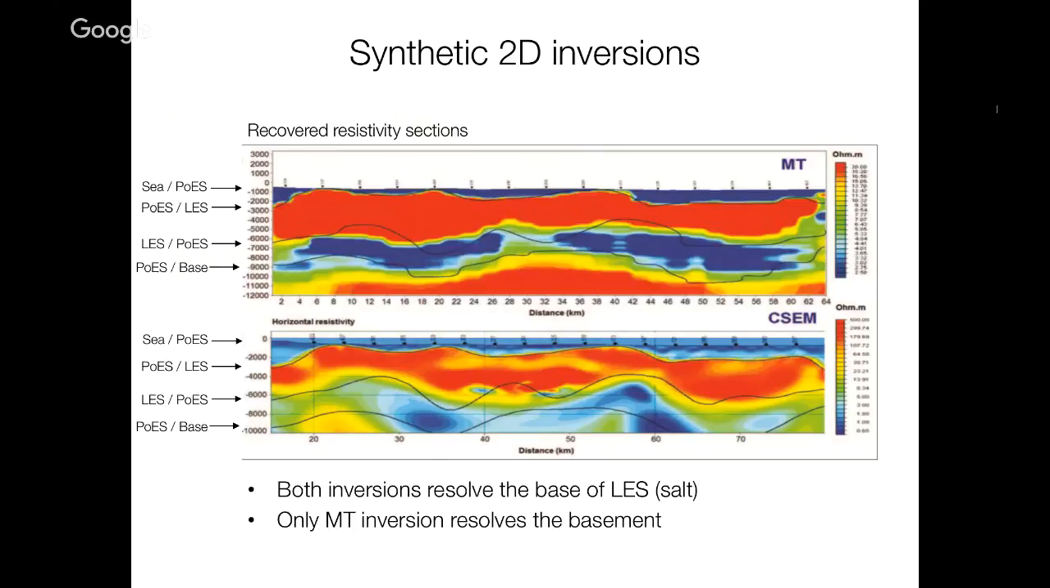With MT, they want to see deeper, like the basement. With CSEM, they want to see a little bit shallower part, but at higher resolution. So that's sort of what they expected, and that's what they got. From these two images, I think I have a pretty good chance to image the LAS and basement by using both CSEM and MT. MT can help to see the basement here.